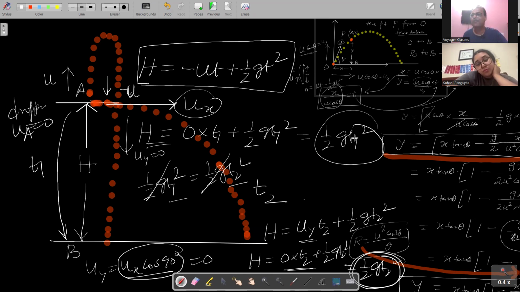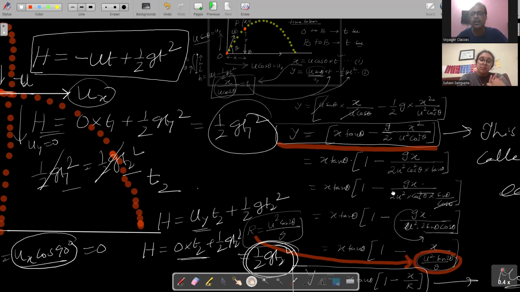So this is the way you have to ideate. This is also an integrated concept of projectile motion and vertical motion. So far, what exactly we have discussed today: horizontal range, maximum horizontal range, time of flight, total time of flight, vertical height, and equation of trajectory.